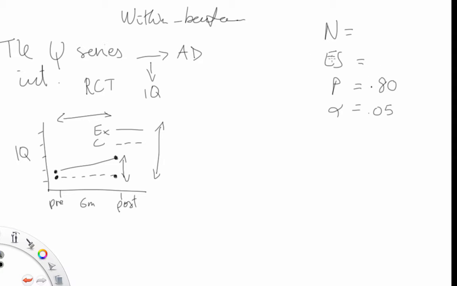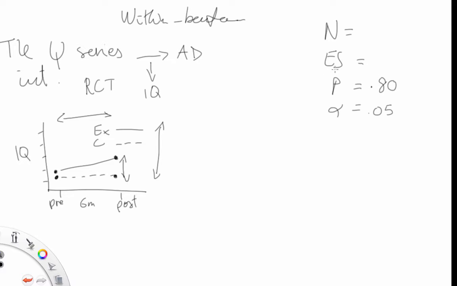Well, some students and even some researchers struggle to determine or estimate what kind of effect size we're looking for, because well, we don't know what's the effect of our intervention on IQ in people with Alzheimer's disease. We don't know that. That's why we're running the study. But power analysis requires us to input this.